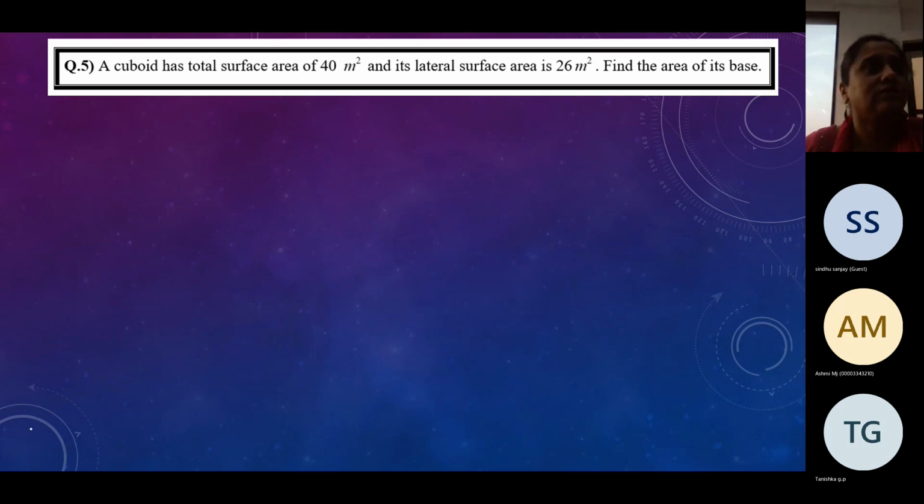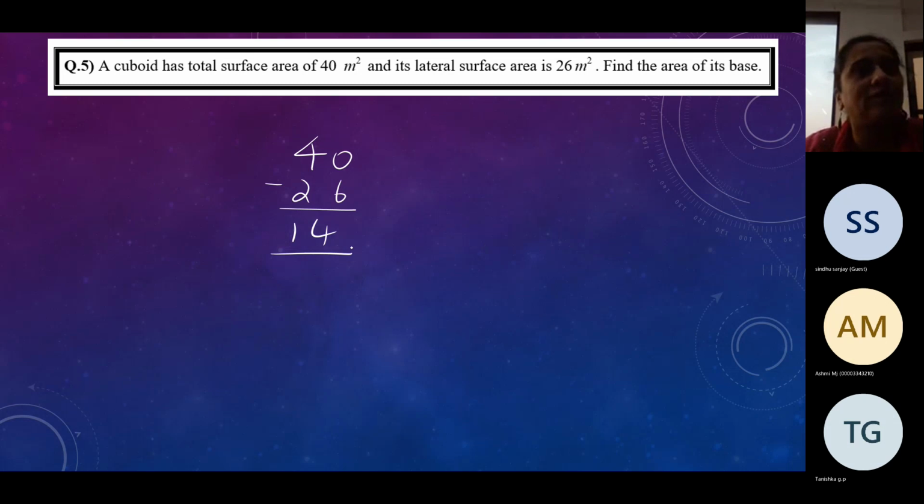And what is CSA? Four walls alone. So when you subtract, what is 40 minus 26? 14. And what does 14 represent? The area of the top and bottom together. But they have the same area, right? So the area of the top and bottom together is 14. So what will be the area of each surface? 7. So the area of the base is 7 meters square.